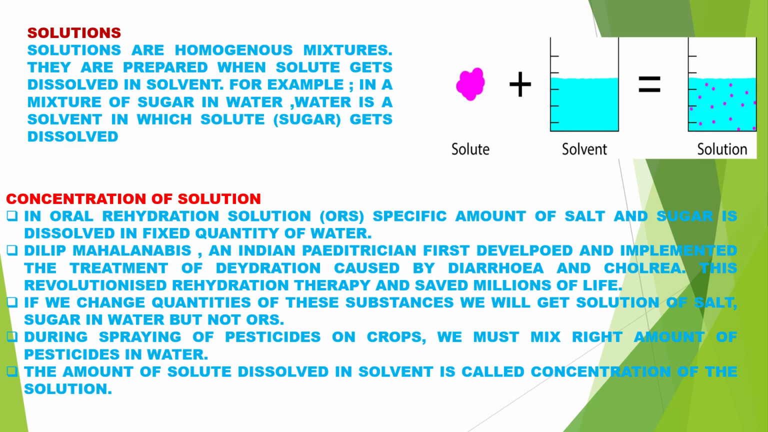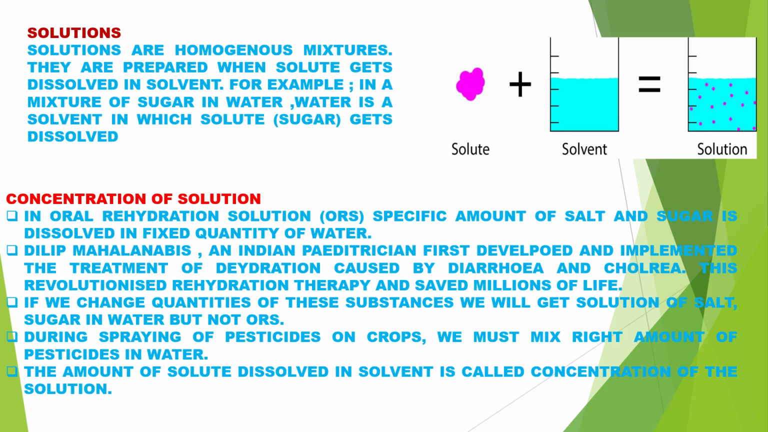Now solutions. What are solutions? Solutions are homogeneous mixtures. They are prepared when a solute gets dissolved in a solvent. For example, in a mixture of sugar in water, water is the solvent in which the solute sugar gets dissolved. So water is the solvent and sugar is the solute. Then we will get the solution.